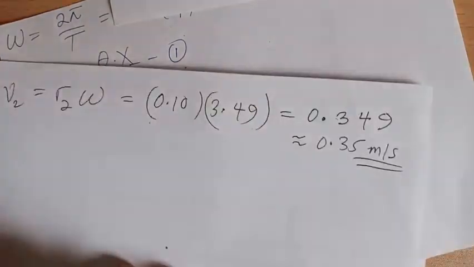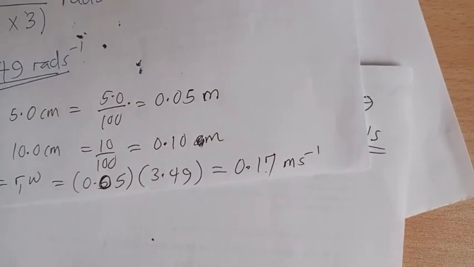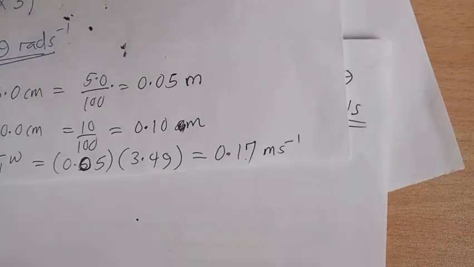You see, the linear velocity is in meters per second, but the angular velocity is in radians per second. I hope this is clear to all of you.